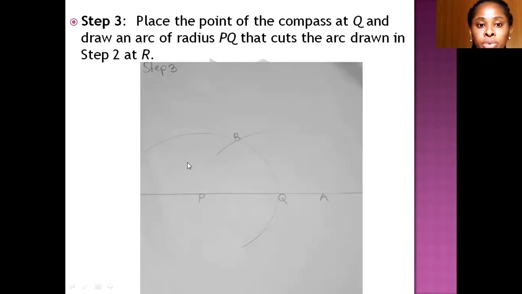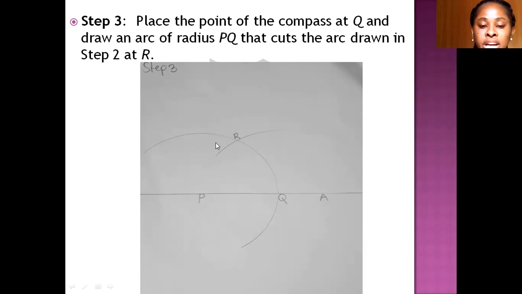Step three, we move ahead. Place the point of the compass at Q and draw an arc of radius PQ. The first step was to place the compass on P and draw an arc, which you can see cutting the line PQ above and below. So we place the compass now on Q and draw an arc.